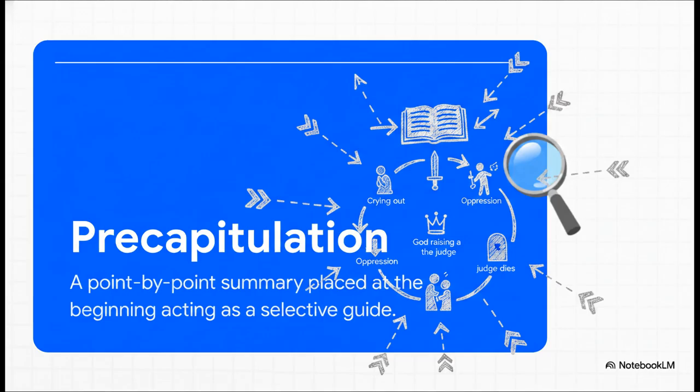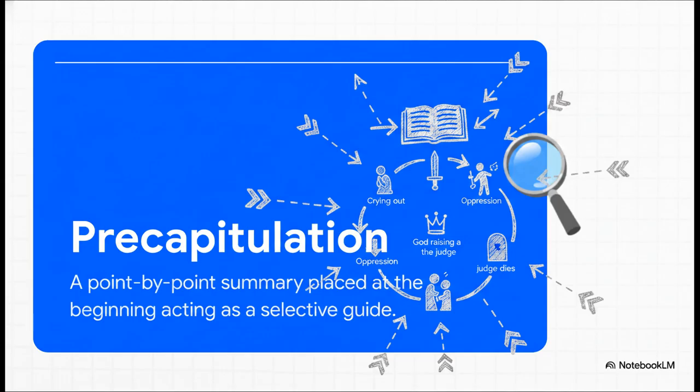A perfect example of this is Judges chapter 2. Before the book even dives into the messy, chaotic stories of the individual judges, it offers a pre-capitulation that perfectly maps out the upcoming tragic cycle. You know, the people sin, God allows them to be oppressed, they cry out, God raises a judge to save them, the judge dies, and then the people sin again.